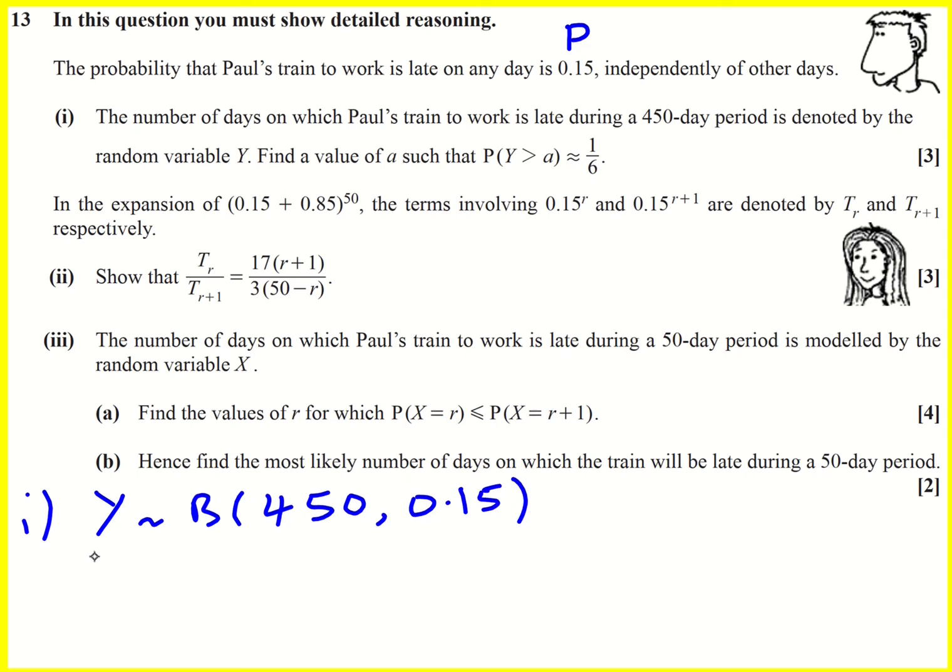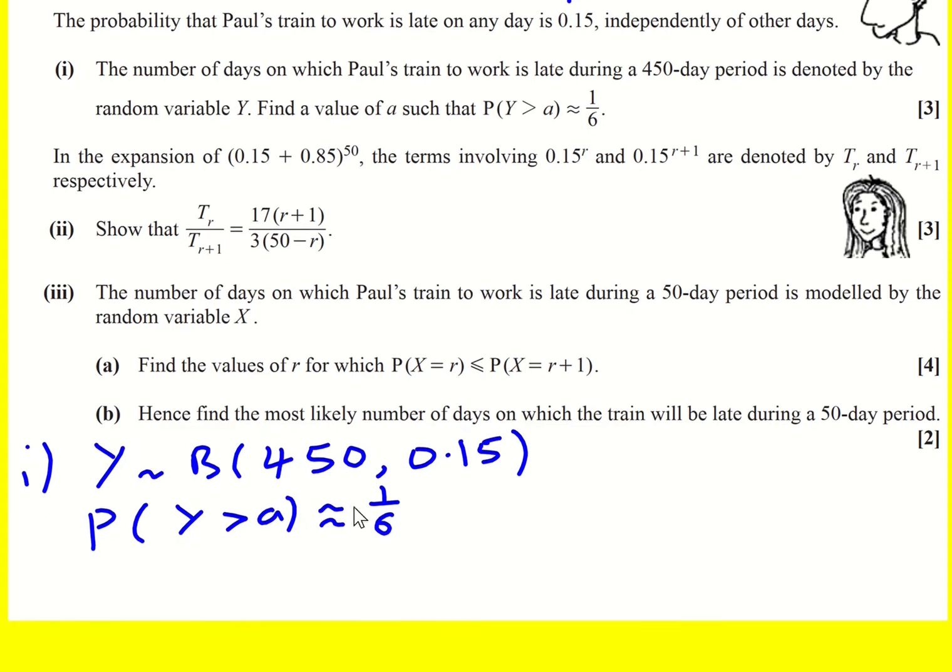Then we're asked to find A such that the probability that Y is bigger than A is approximately 1/6. This is kind of flipping the problem on its head. Normally we work out the probability that Y is bigger than 3 or something like that, but here we have to work out what A is. Now there is no inverse binomial distribution.